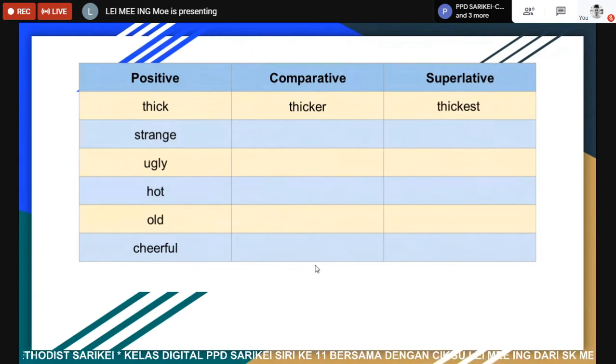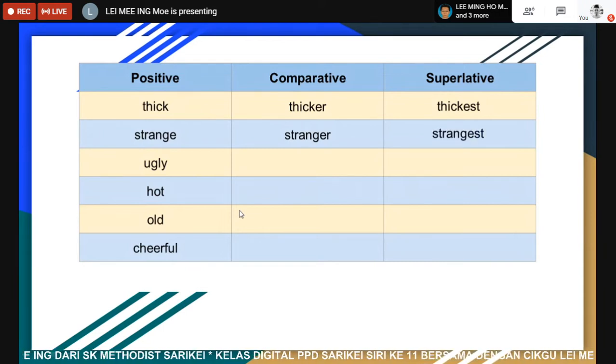5, 4, 3, 2, and 1. So the answer for strange is stranger. Since we have E as the last letter here, we just plus R, okay? Stranger. Superlative, we plus ST. Since the last letter here is E, we just plus ST, following rule number 3. Okay, ugly. What is the comparative form for ugly?